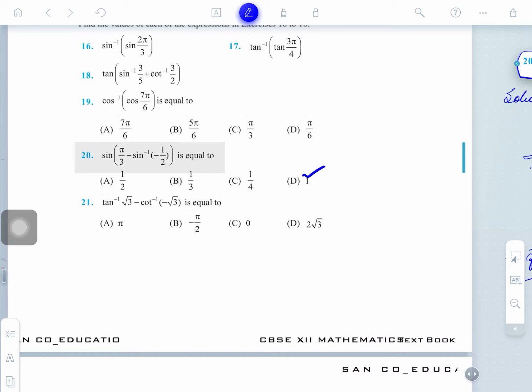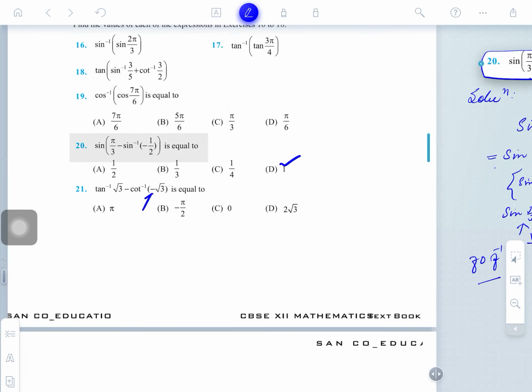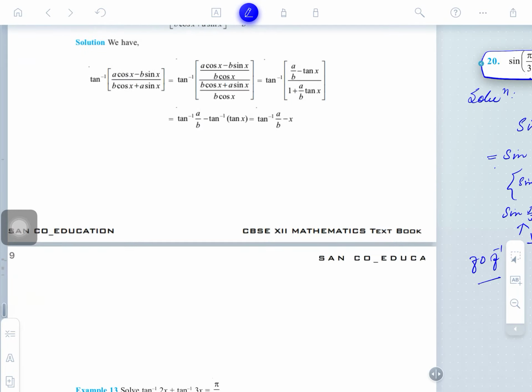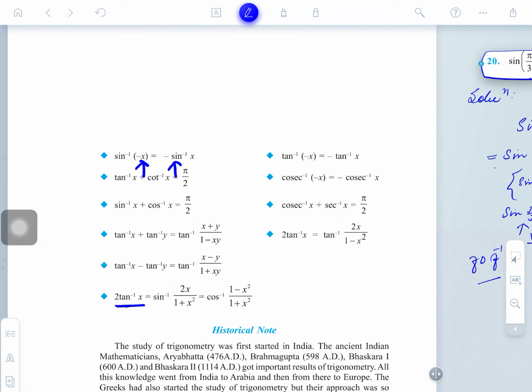Tan inverse root 3 minus cot inverse of minus root 3. Can you solve this? The same identity is to be employed here. This cot of minus theta, does it work for cot? Negative of cot, tell please, does it work? You need to remember this again, so you don't forget it right now. Is it working for cot also?